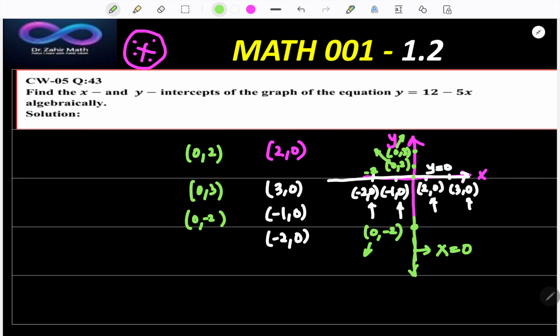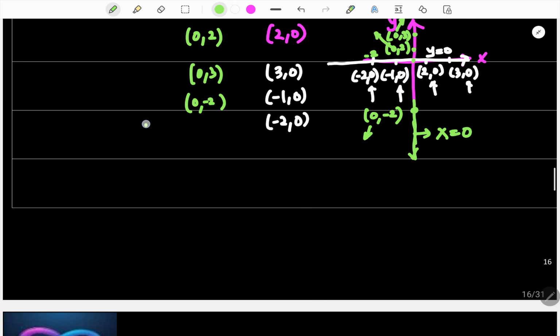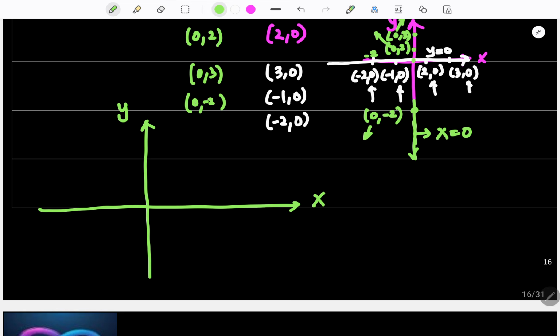Just keep it in your mind, you already studied this in school. Let me draw the axes again now. This is your x-axis and this is your y-axis. So what is the equation of the x-axis? The equation of the x-axis is y equal to 0.